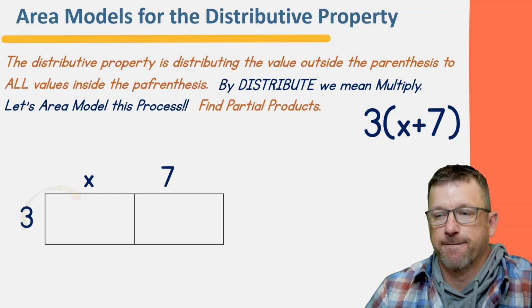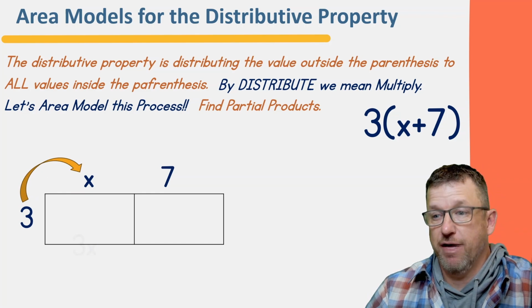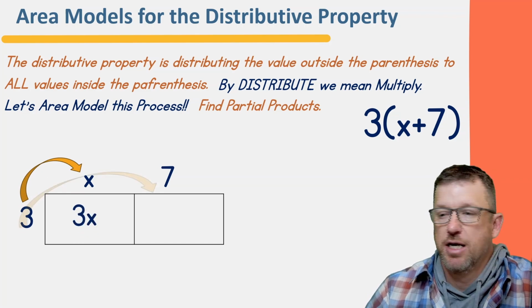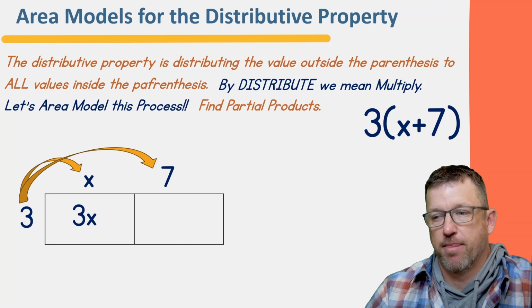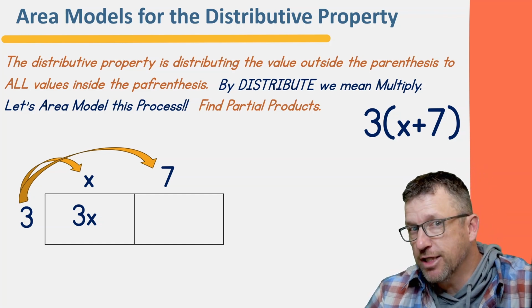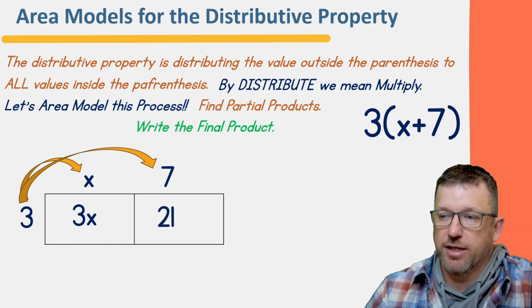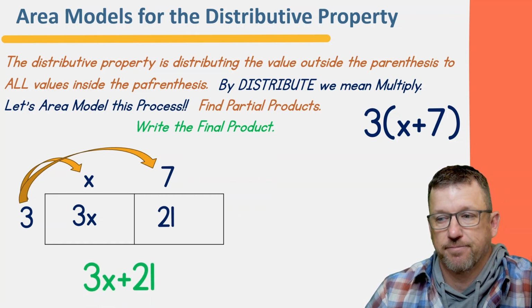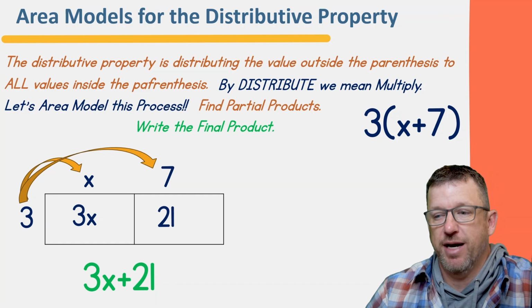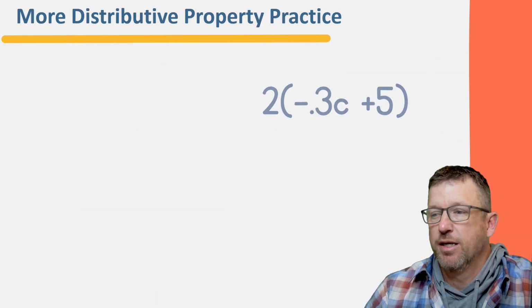Then finally, we're going to find the partial products. We're going to do this in chunks. What is 3 times x? Well, if I have x and I multiply by 3, now I have 3 of those x's, so it's 3x. And what is 3 times 7? Spoiler alert, it's 21. So now we have 2 partial products, and we just need to find the final product by adding them together, okay? Since they were both positives, we will keep them as both positives. Pretty simple, huh? Let's do another one.